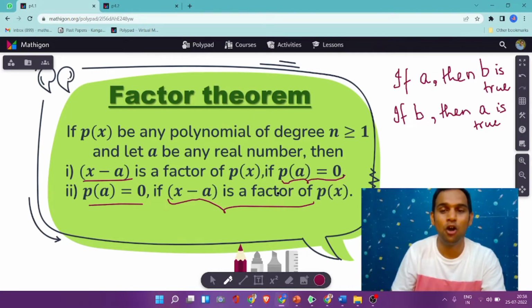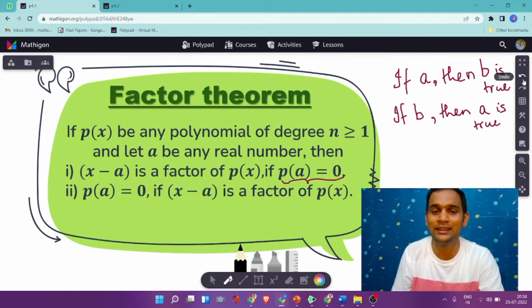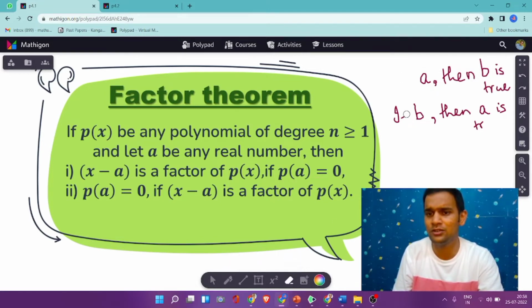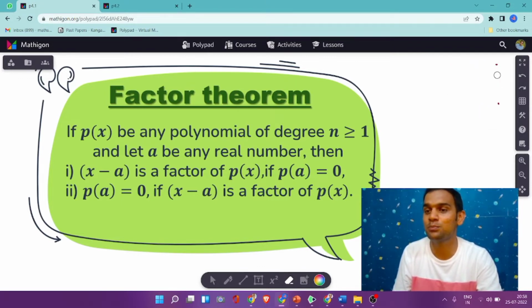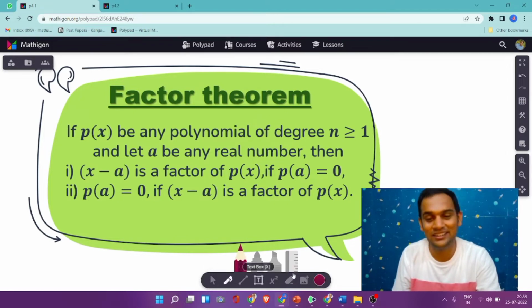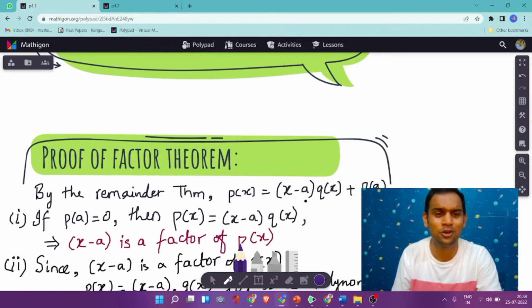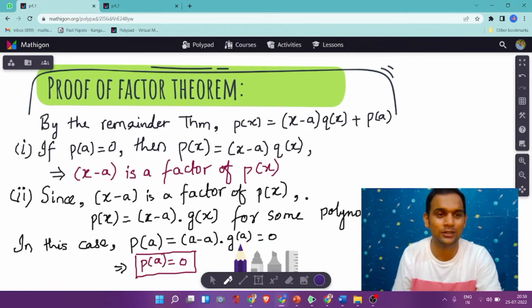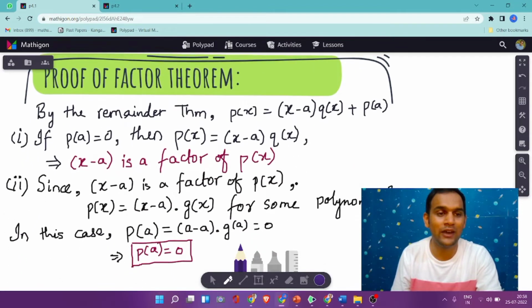So both are opposite statements, and that is what we will try to prove as well, because proving is always important and proving gets you the clarity. Now we will try to prove it with the help of the remainder theorem and the division algorithm. Don't scold me that I'm using the division algorithm again and again. It is important. Let's try to understand the proof of the factor theorem.